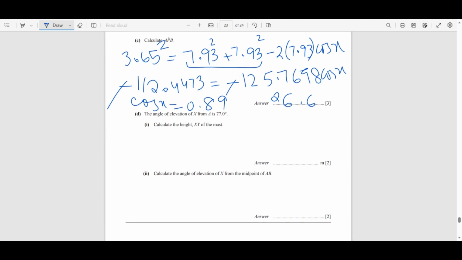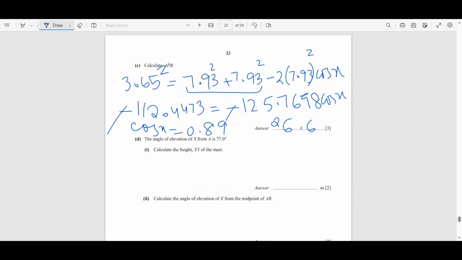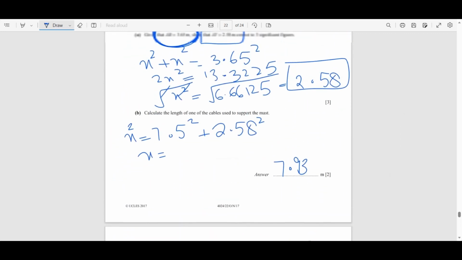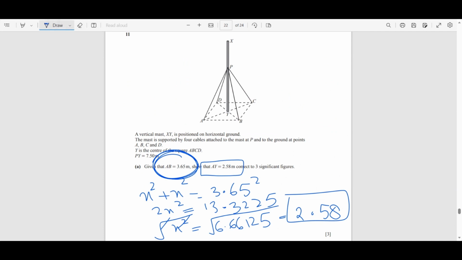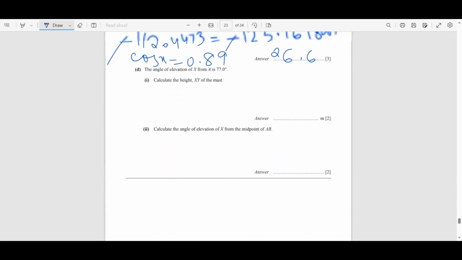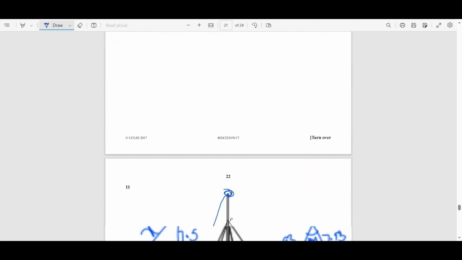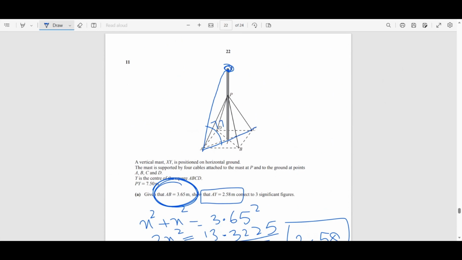The angle of elevation of x from A is 77. Calculate XY. Angle of elevation of x from A. All right. This is x. From A means, like, this is ground level, and this is when we look at x. So this is 77, right? Okay, what is required? AX, I believe. Sorry, XY, yes. So XY is this length.